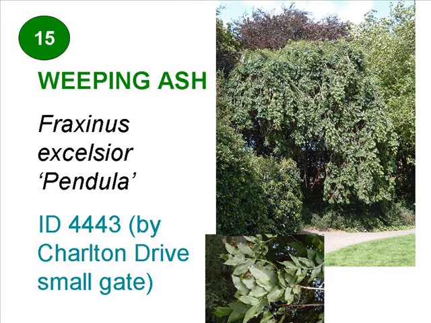Tree 15, the weeping ash, ID 4443, by the Charlton Drive gate entrance. This variety of ash is often grafted onto the trunk of the common ash, which enables a mature tree to reach the greater height which distinguishes it from the weeping willow. Has straight shoots from angular branches. The leaves, with several paired leaflets and one at the tip, are greener, not as slim and elongated as the weeping willow leaves.